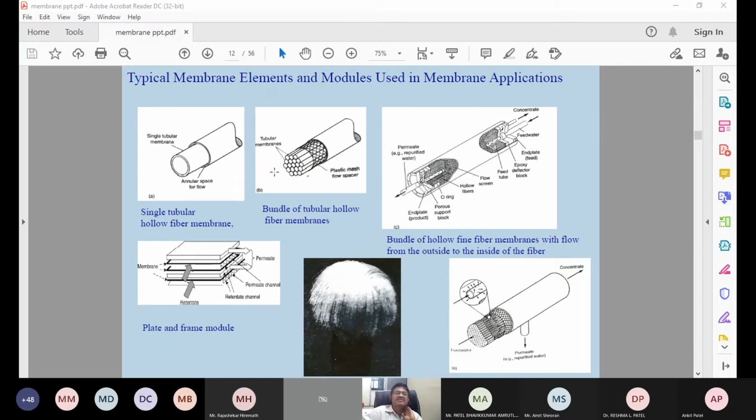It is coming out and then it is taken out. The filtered water is taken out. So this is the tubular hollow fiber membrane. Like this is one tube, a single tube. You can have multiple tubes here. Okay, so multiple tubes are there.